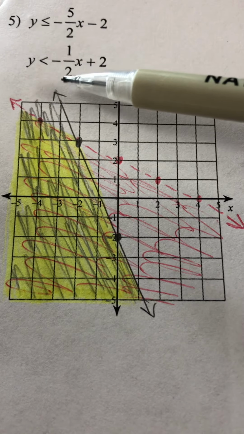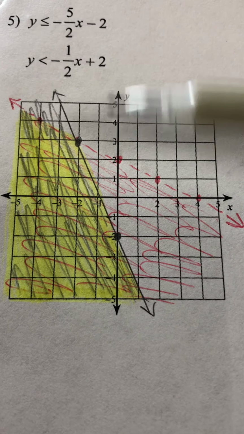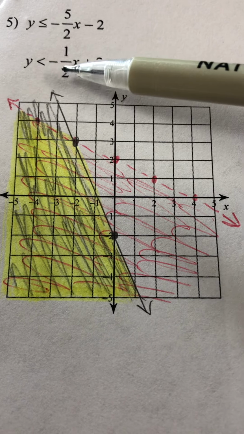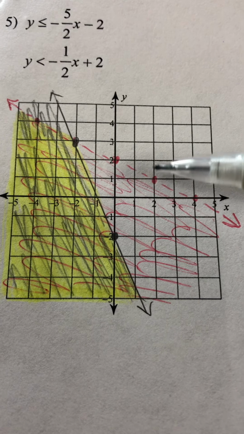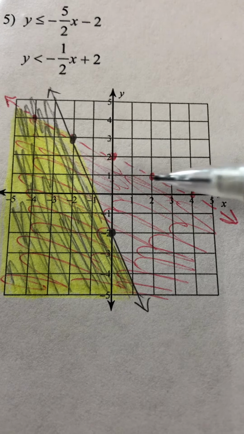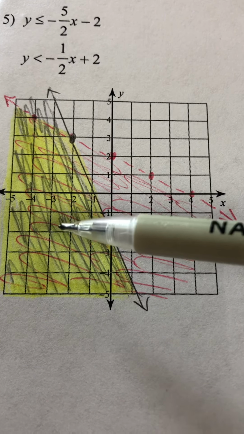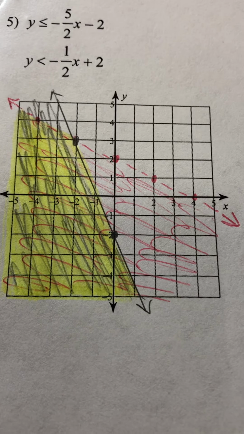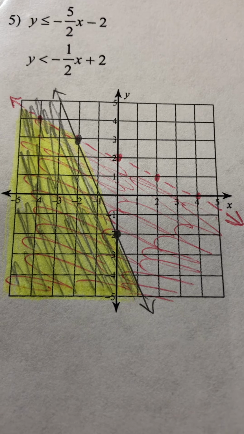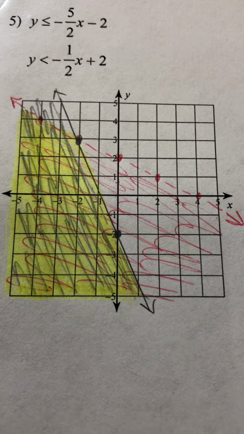The second one is done in red pen. My y-intercept is at +2. My slope is -1 over 2, so it goes down 1 over 2. And that's a dotted line because it can't be equal to it. The overlapping is what satisfies both of these inequalities. It's the solution to both of them.